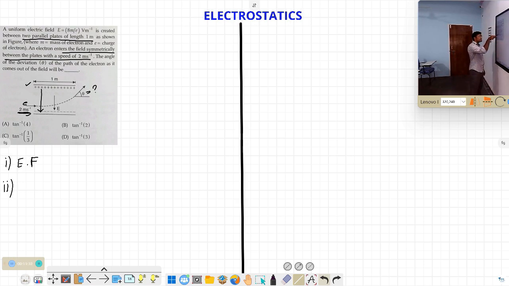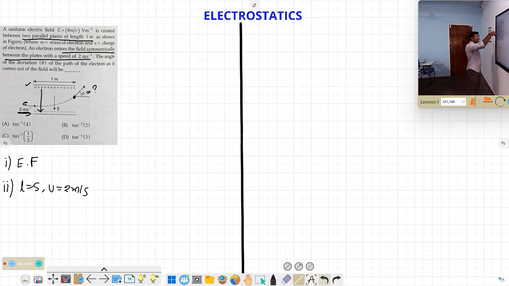Second concept: it is traveling in between the two plates. While traveling, it covers some distance, and it has an initial velocity u equal to 2 meters per second, and finally it comes out from a certain point. When it comes out at that point, will the velocity remain the same or not? According to kinematics, horizontal velocity will not be affected by any component, but vertical velocity will change.